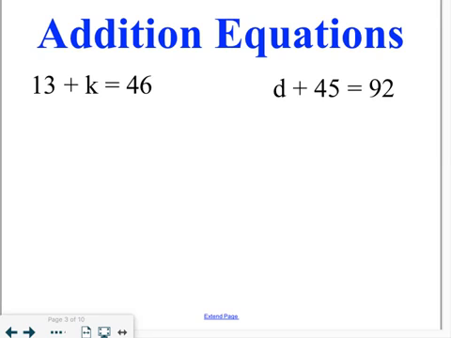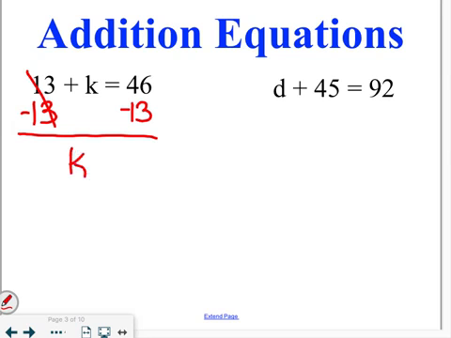So our first example, we have 13 plus k is equal to 46. In order to get rid of that 13, we want to try and get k by itself. So to get rid of the 13, we are going to take away 13 from the left side of the equation. The 13 positives get canceled out by the 13 negatives. If we do it on the left side of the equation, we have to do it on the right side of the equation. Thinking of the equation as a balance beam, if you take 13 things off of one side, you have to take 13 things off the other side. So our 13s cancel out, and we are left with just k is equal to 33.